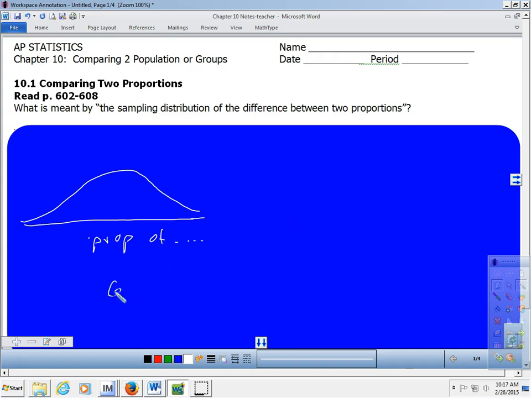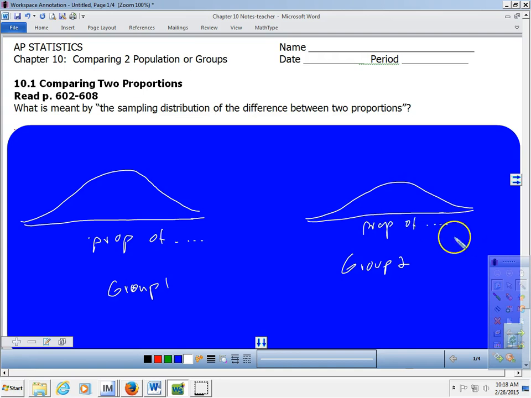So this might be from group 1 or population 1. And then we'll do it for a second group, and very often we'll do males and females. We'll create two groups that would have a systematic difference for whatever reason, whether it be that males are logical and females are illogical, or that males are rational and females are irrational. But anyway, we'll separate the population, or look at two different groups because they're systematically different in some way. So this might be your group 2. It would be the proportion of whatever, the same measurement.